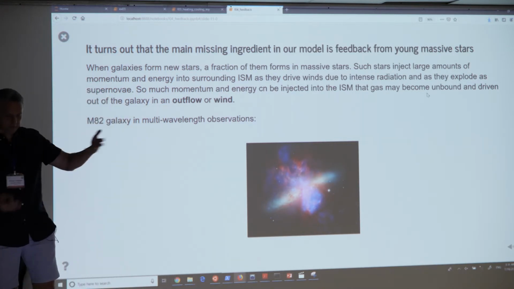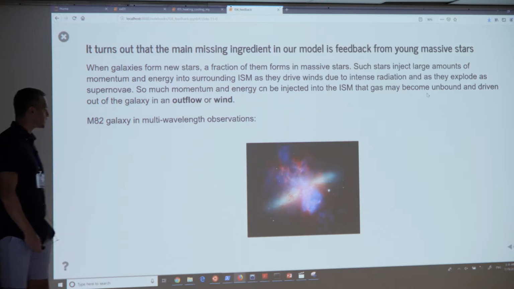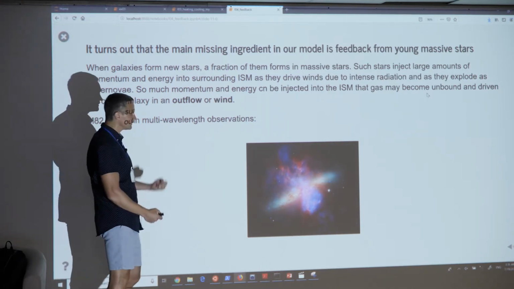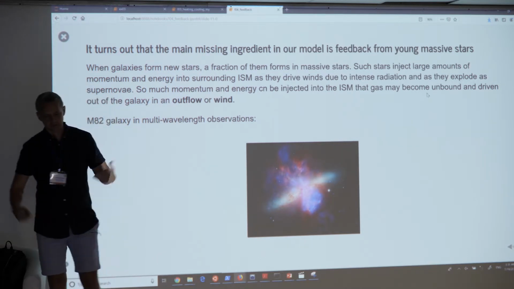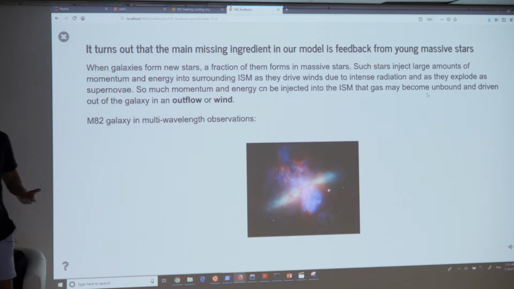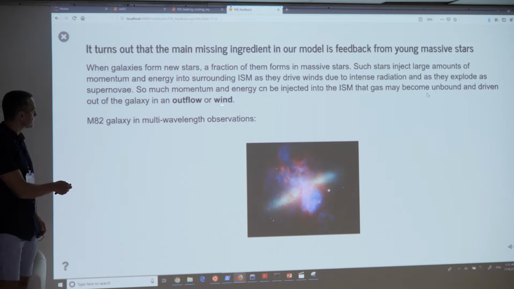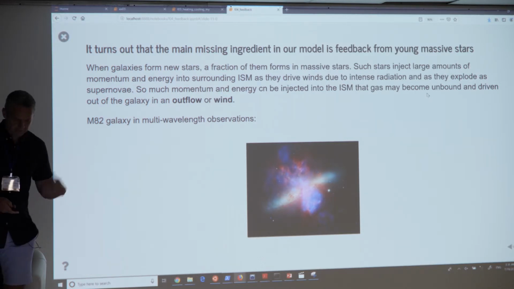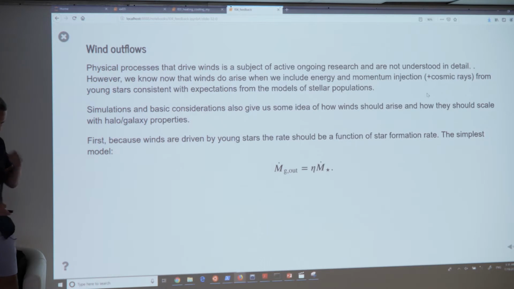So we see gas outflowing from the regions of active star formation into the surrounding regions around the galaxy. So the gas is being driven out. And this is what's called outflow, galactic scale outflow, or galactic wind. So we think that this is a process that's very prevalent at early stages of evolution of galaxies. And this is a process that fixes the discrepancies that we saw with the model.